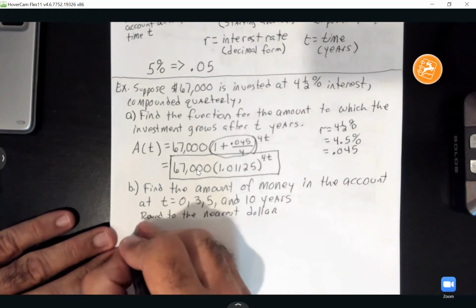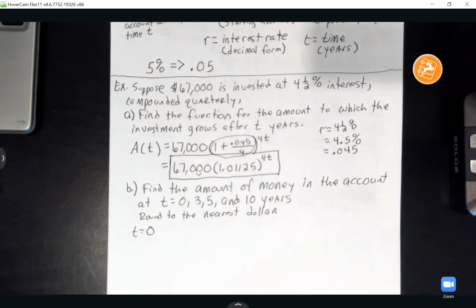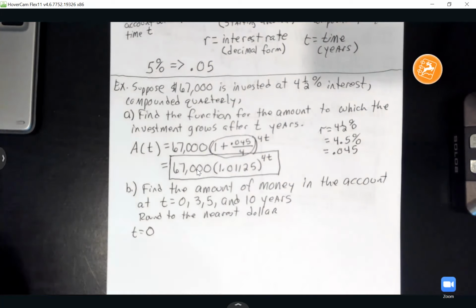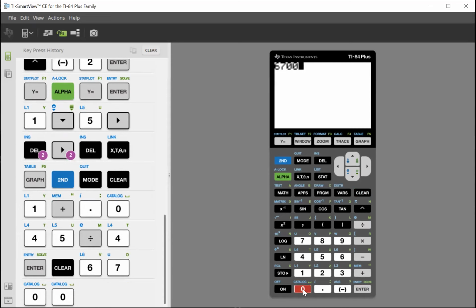All right, so let's start with T equals 0. Now, I'm going to show you 2 ways I can do this. The first way, I can put this on the calculator and punch in each one of these one at a time. So let me go to my calculator. So my formula was 67,000. Then I had parentheses.